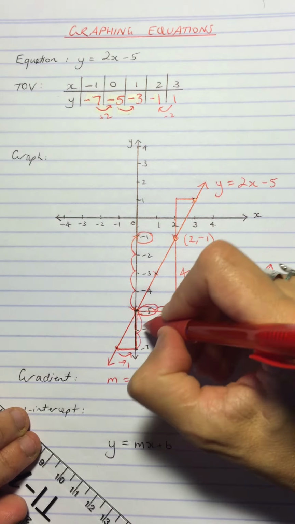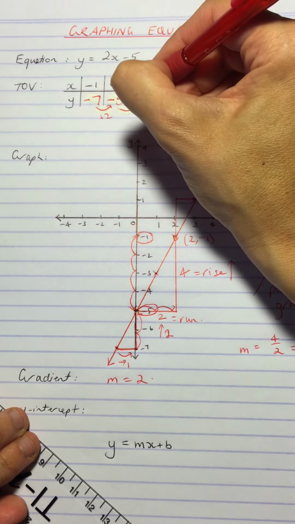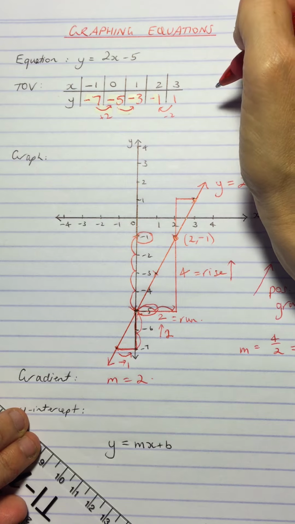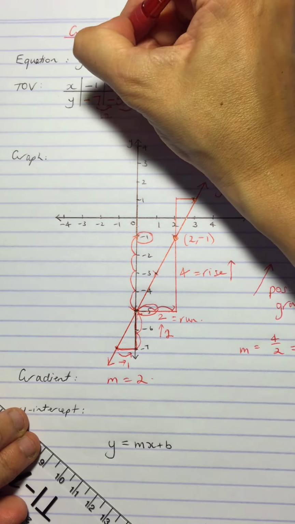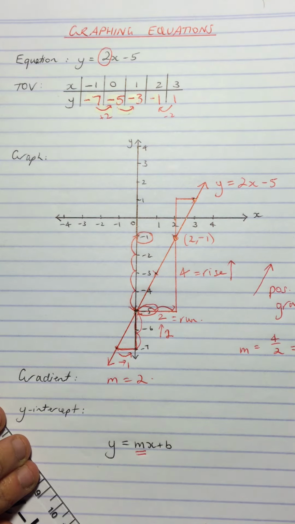You can see it from the triangles on the graph. You can see it from the table of values as you move across, you're going up by 2. And you can see it in the equation. It's the value in front of x. The m represents the gradient.